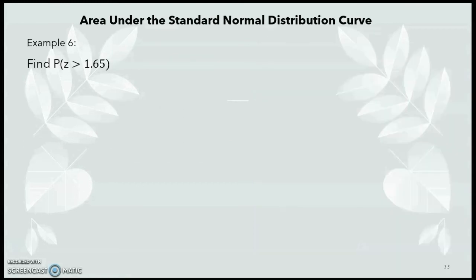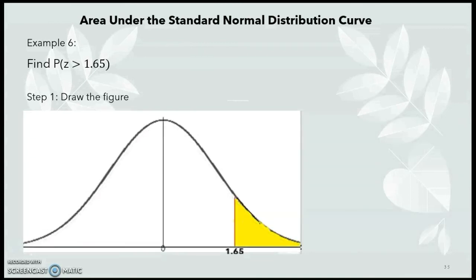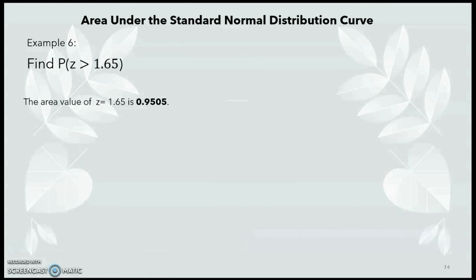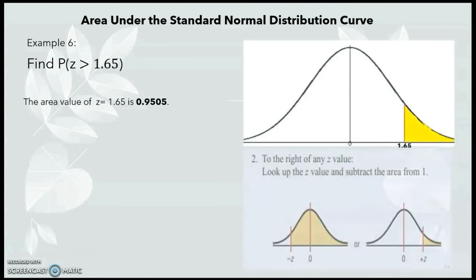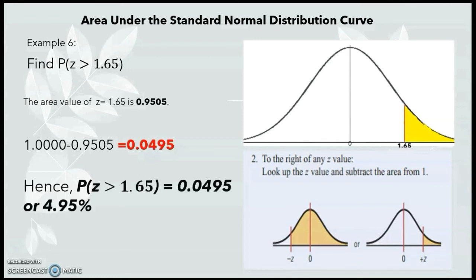Next example, find the probability of z greater than 1.65. Draw the figure, then shade the area. Since the z value is greater than 1.65, the shaded area will be at the right side of the curve. Then, the area value of 1.65 is 0.9505. And this is an example of case 2, wherein we will subtract the obtained area from 1. 1 minus 0.9505 is equal to 0.0495. Hence, the probability of z greater than 1.65 is equal to 0.0495 or 4.95%.